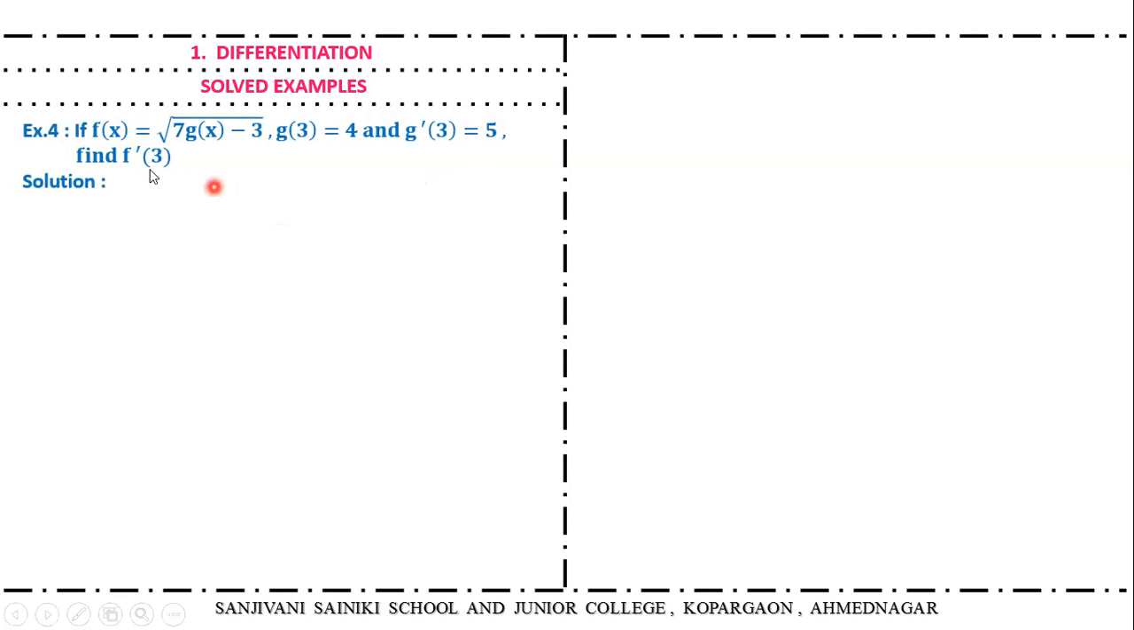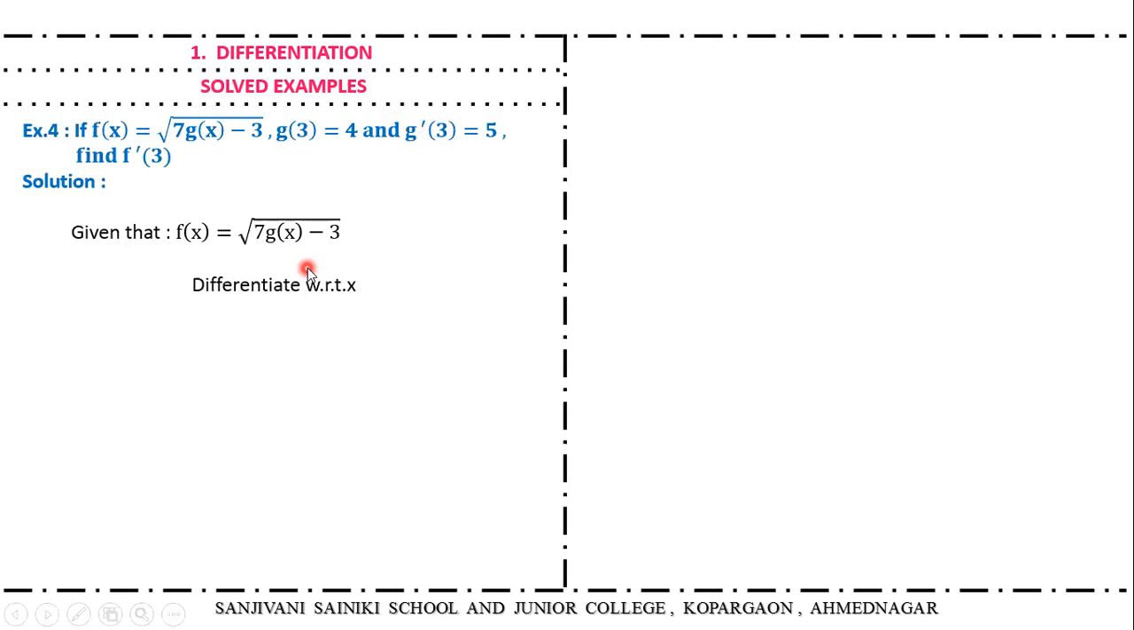The fourth example: what is given? f of x is equal to root of 7 g of x minus 3. g of 3 is 4, g dash at 3 is 5, and f dash at 3 we have to find out. What is given? f of x is equal to root of 7 g of x minus 3.